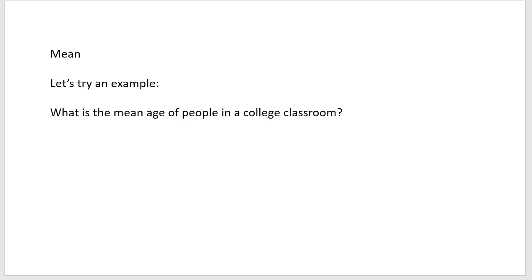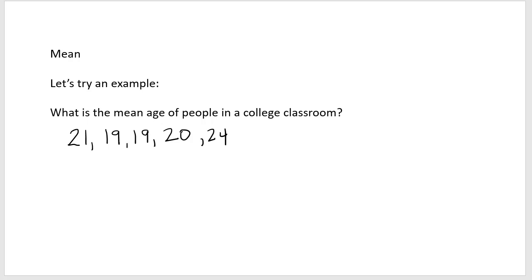Let's try an example of the mean ages in a college classroom. I'm just going to throw out some numbers, and we'll probably do this in class with actual numbers, but for the sake of this lecture, let's throw out some numbers here. Let's say that we have 5 people in the class, just to make it easier. The ages of the people in the class are 21, 19, 19, 20, and maybe 24, a non-traditional student.